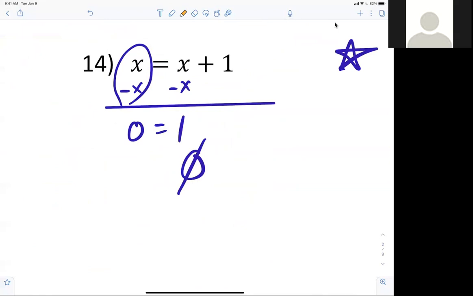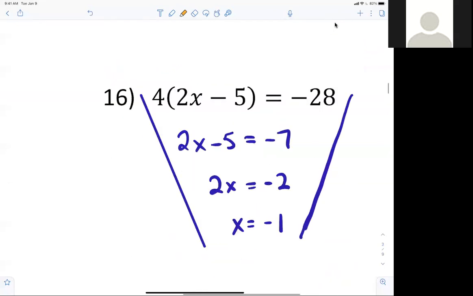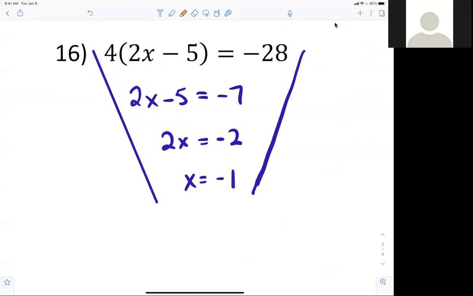No matter what number you try to plug in, is it ever going to be equal? Never. It's never equal. Those equations cannot be equal. X cannot equal X plus 1. When is the only time those two equations are going to be equal? When X equals -1. There's only one solution there.